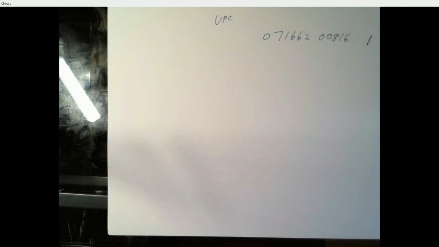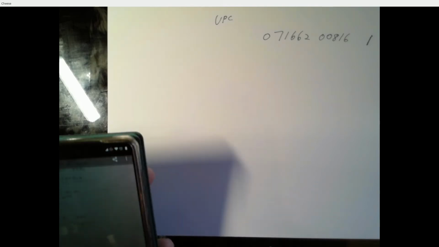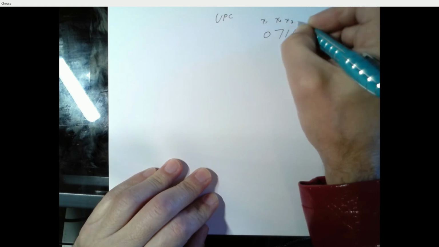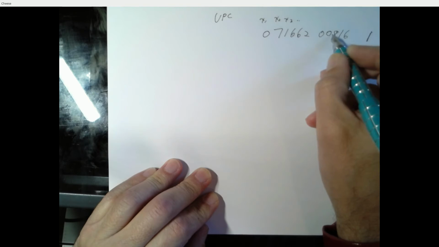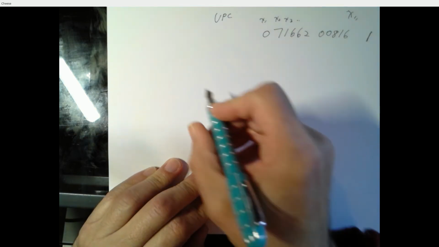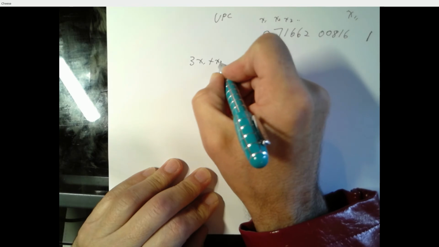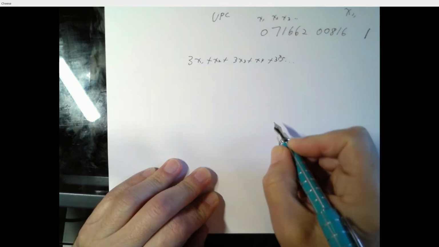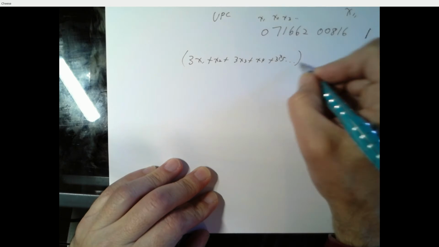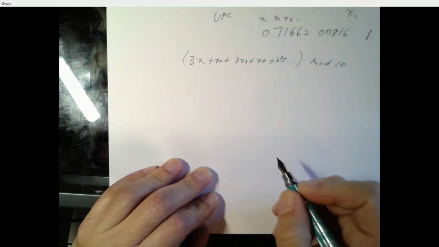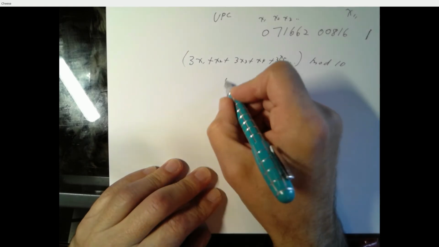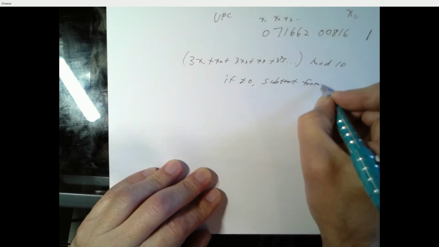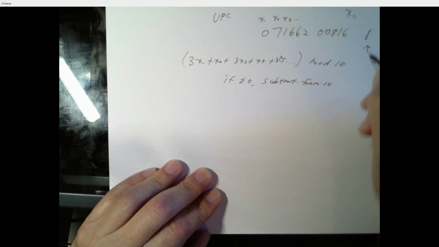Basically, we use a formula. So if we think of these as x1, x2, x3, and so on, up through x11, we calculate 3 times x1 plus x2 plus 3x3 plus x4 plus 3x5 and so on, and we take that sum and we reduce it modulo 10, which is convenient because it means all we need to worry about is the last digit. And then if that sum is not equal to 0, we subtract from 10. And that'll give us a single digit. That should be our check digit.